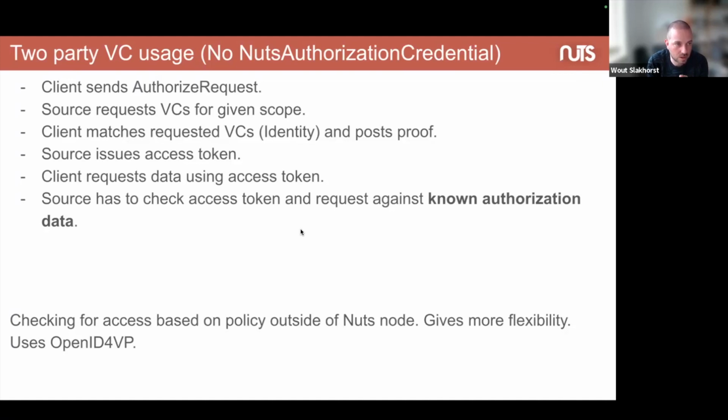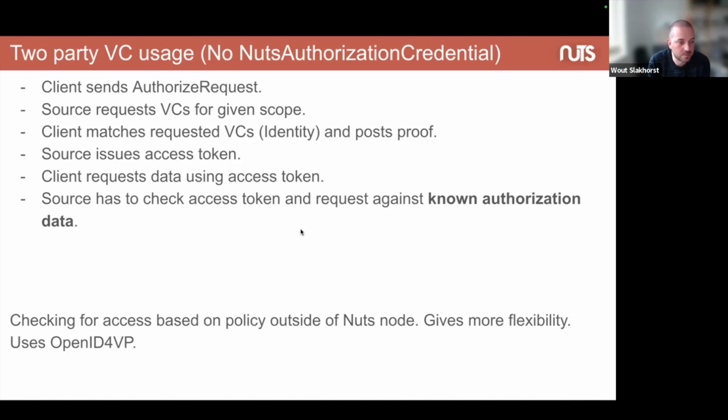And this is all done automatically by the NUTS node. The client or the wallet matches the requested verifiable credentials, which probably asks something about the identity, the organization, and the user, and posts the proof using a verifiable presentation to the verifier. Then this verifier will issue the access token, and the client can request data using that access token.